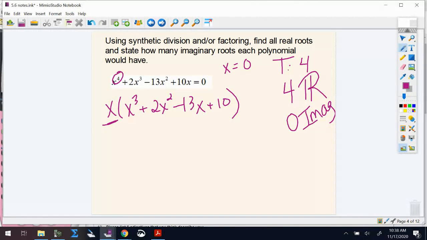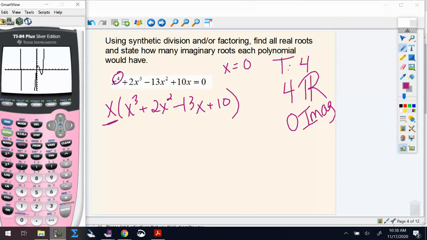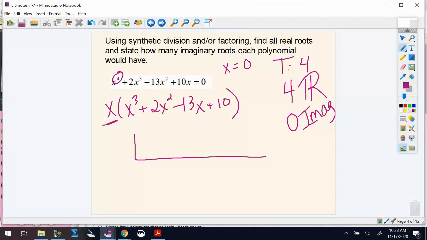The rest of them, I'm going to rely on the picture and synthetic division. So it looks like it crosses the x-axis at 1, and it looks like it crosses it at 2. So I'm going to go to my problem. I'm going to write my coefficients, 1, 2, -13, and 10. And I'm going to see what happens when I put 1 in. I know I should get a 0 remainder if I did it correctly. So I drop down, multiply, add, multiply, add, multiply, add. At this point, I've now proven that 1 is a 0.